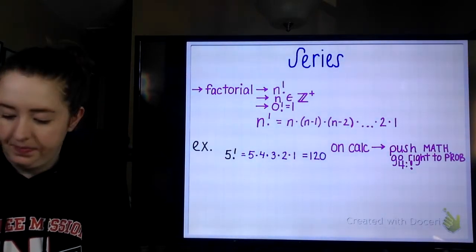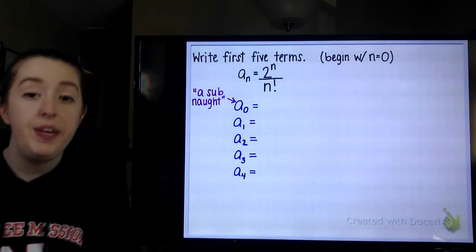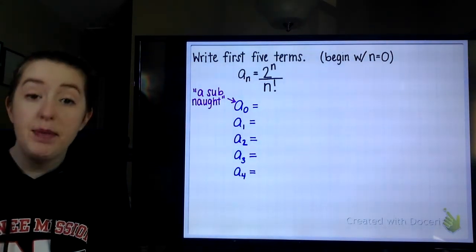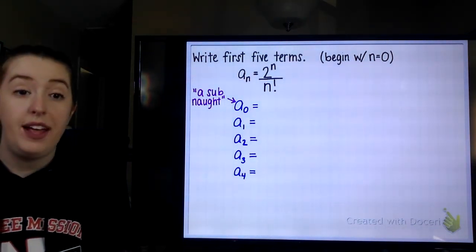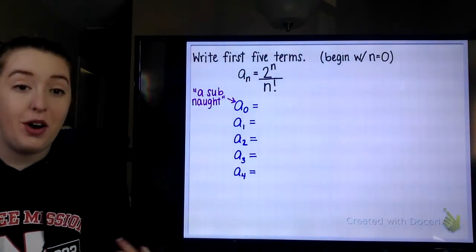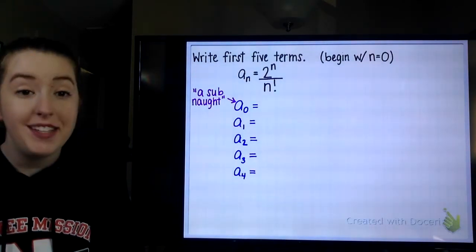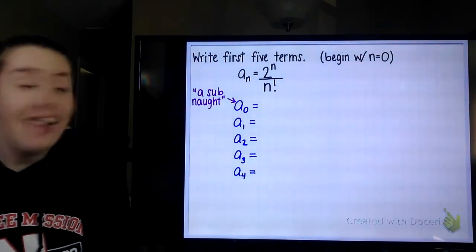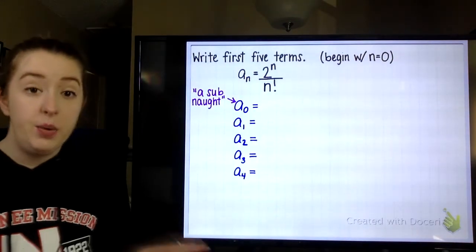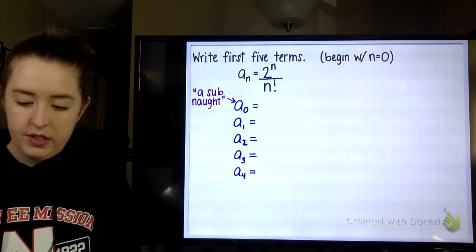Okay, good deal. Now we want to write the first 5 terms, and we want to begin with n equal to 0. We can absolutely go through and plug each of these values in and try to solve. However, that's really time consuming. So here's what I suggest you do. Go ahead and take this formula and put it into y equals in your graphing calculator.